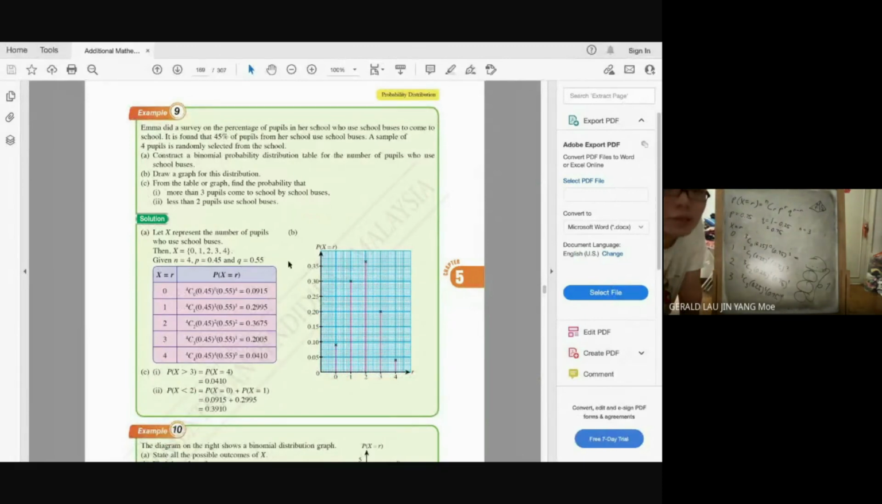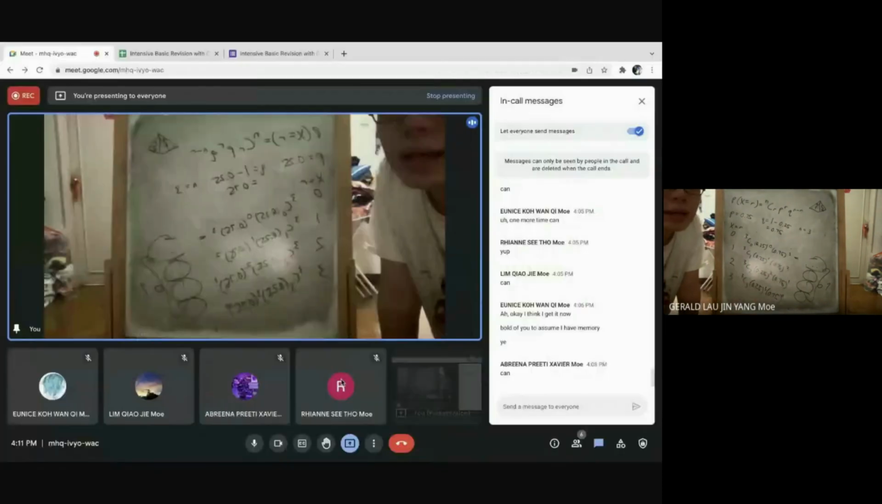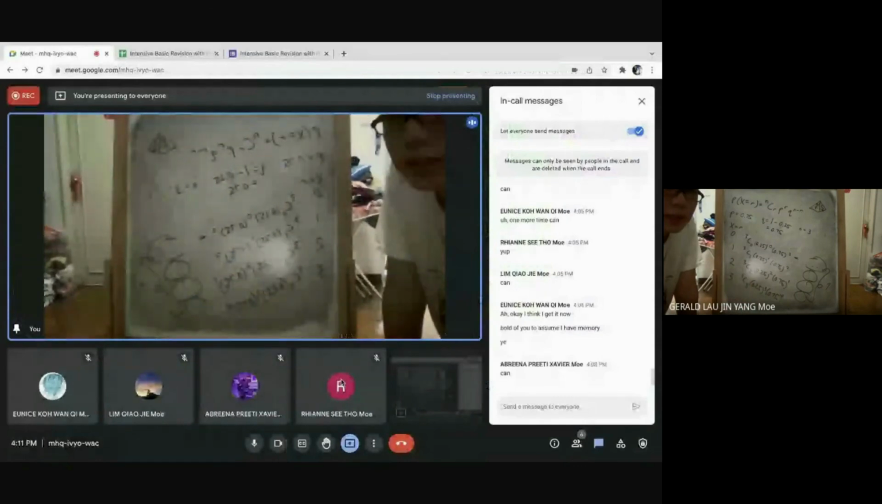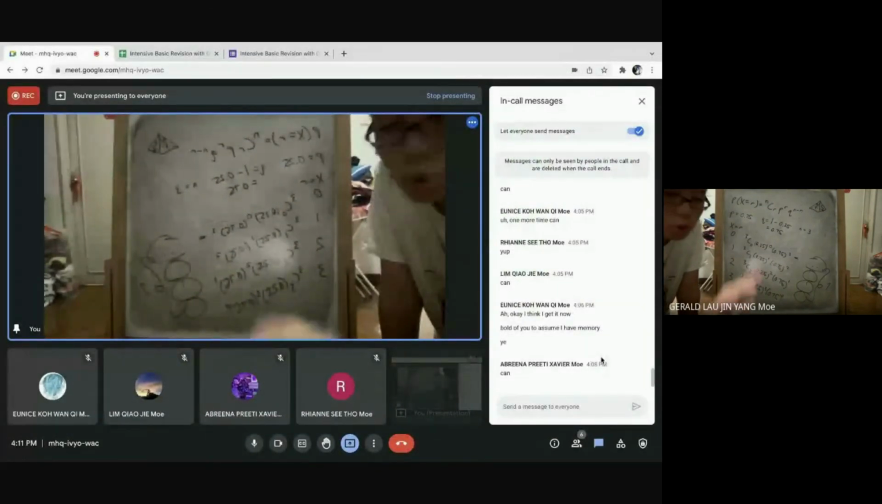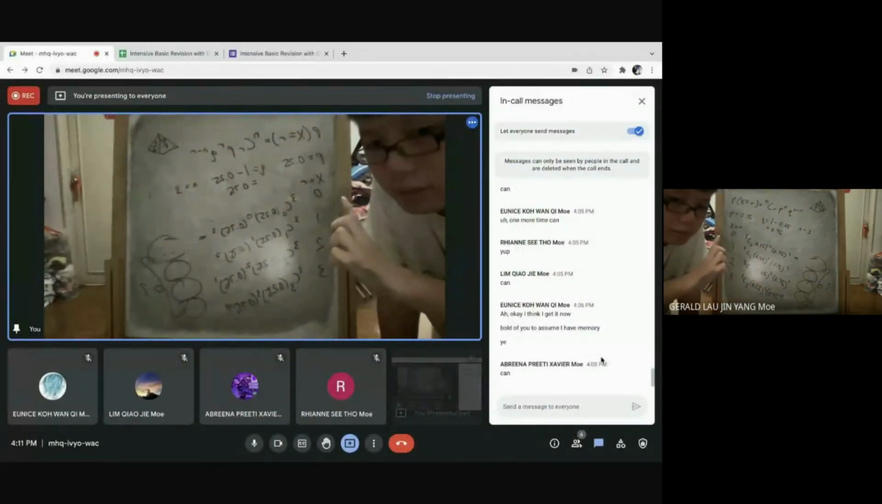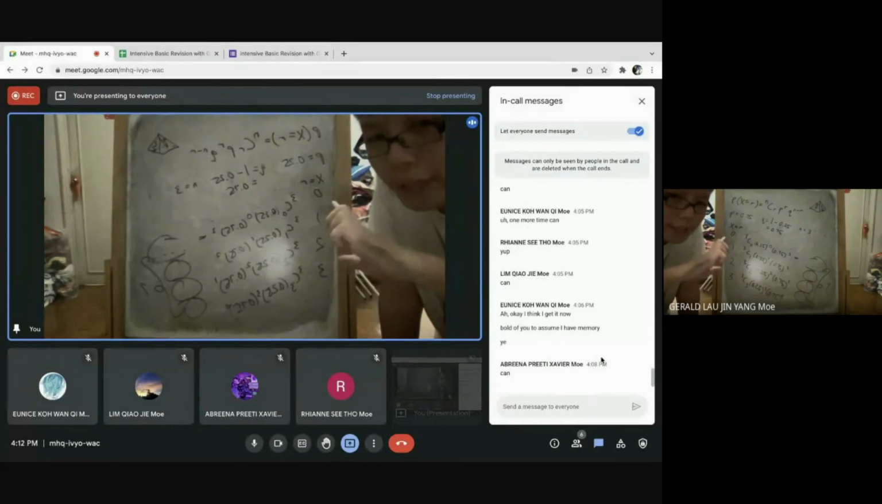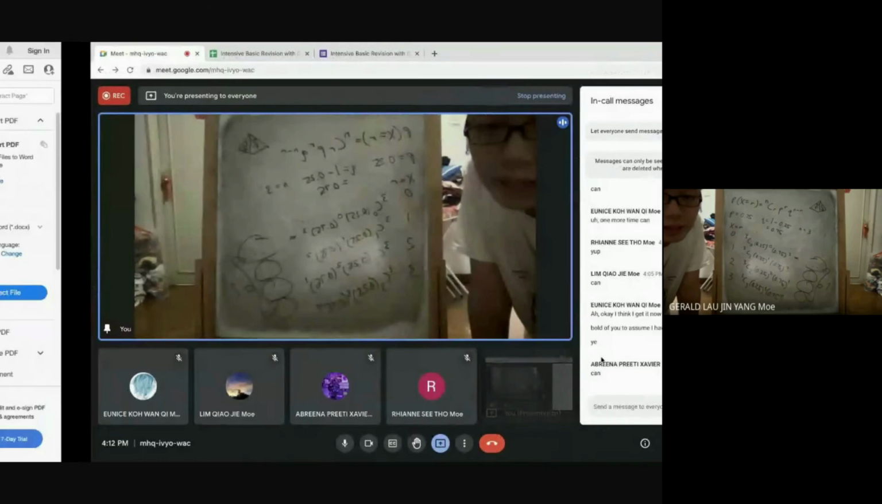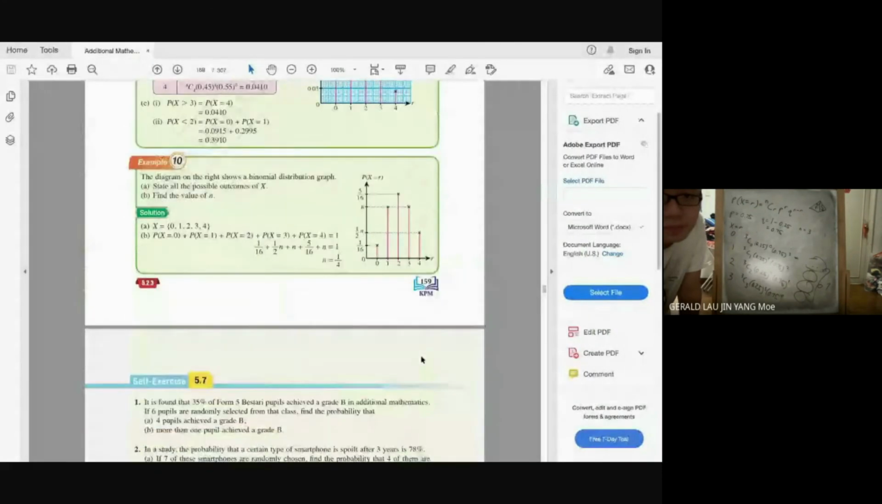Who still cannot understand the formula? If you can understand the formula, then you already can answer this type of question. Who cannot understand this formula? The N is what, the P is what, the Q is what, the R is what? Okay, then we move on.